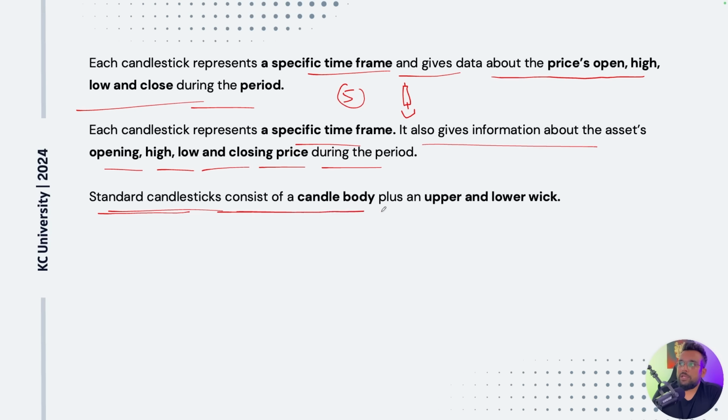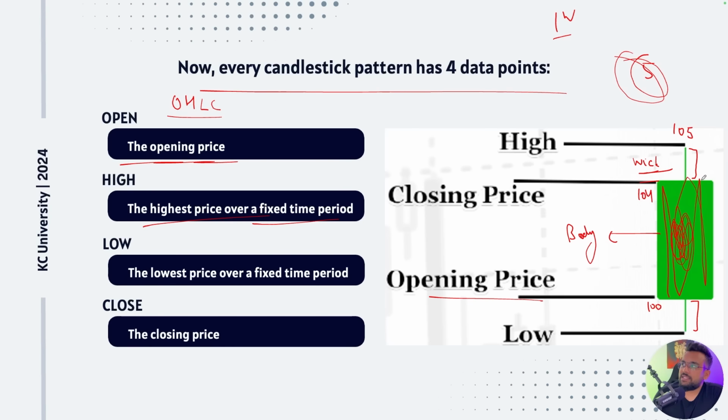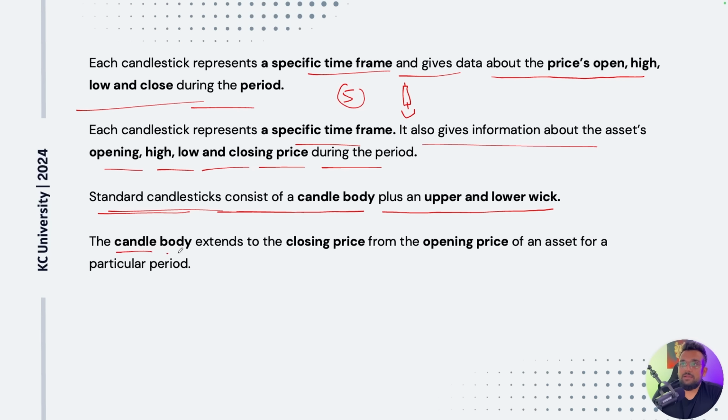Standard candlesticks consist of a candle body plus an upper and lower wick, as I explained right here. It consists of body and wick. The candle body extends from the opening price of an asset to the closing price for a particular period. So if it opens right here but closes at the bottom right here, this is the open, this is the close, and these are the high and low. The candle body extends from the open to the closing price.